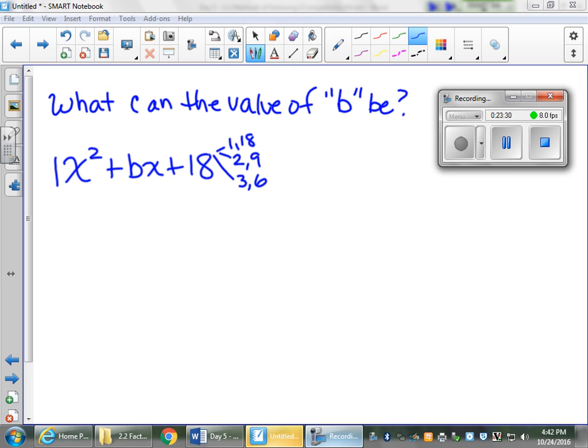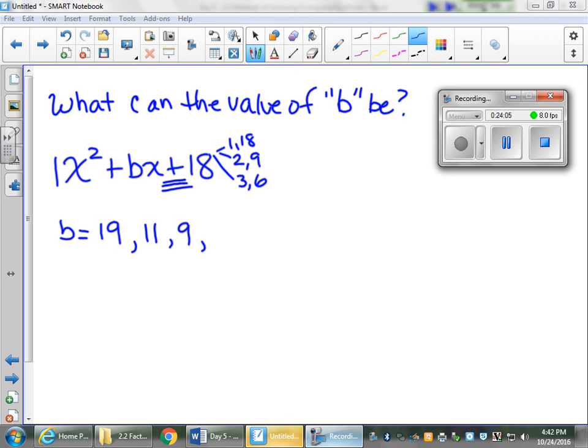And I'm saying adding because the C term is positive, so I know my signs are going to be the same in my factors, so they're going to be added together in a positive direction or added together in a negative direction. So one possible outcome for the b value is 19, because 1 plus 18 is 19. Another combination would be 11, because 2 plus 9 is 11. And the last combination would be 9, because 3 plus 6 is 9. These are not the only answers, though.